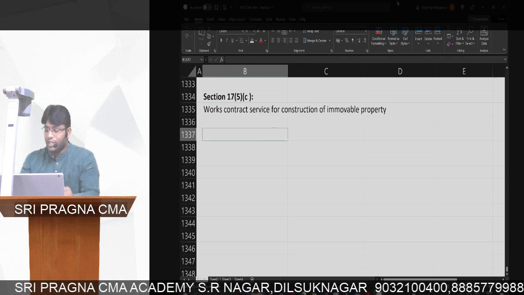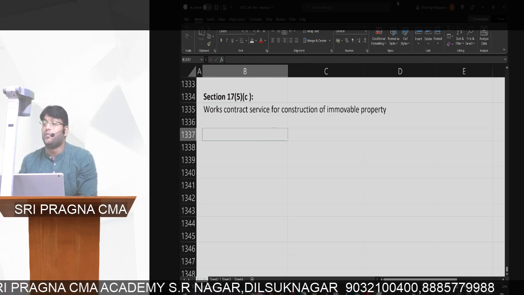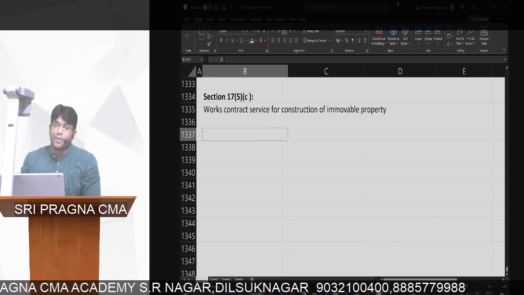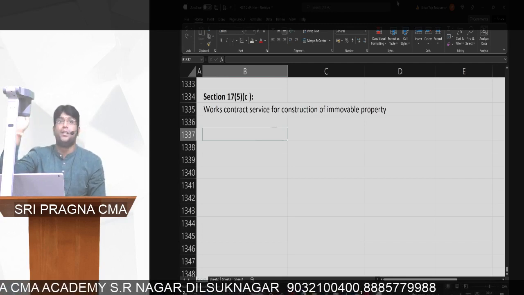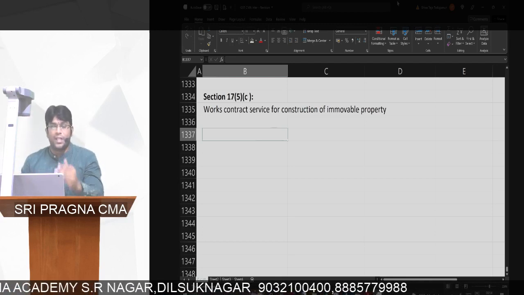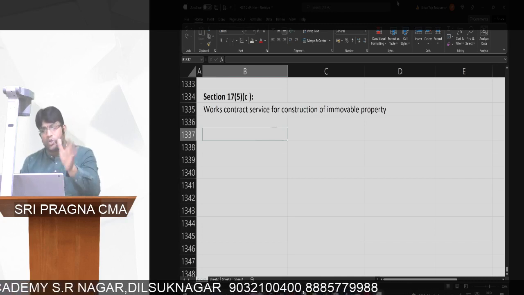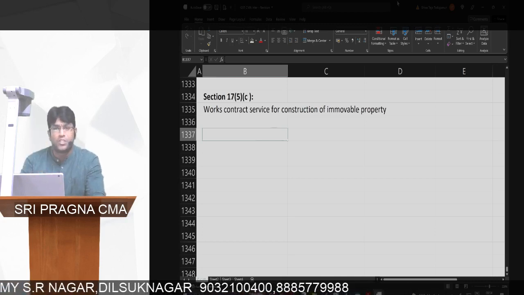Friends, if you remember, I told you very clearly the meaning of this word, works contract. A works contract is a contract where there is an element of goods as well as service. If I bring a paint box and ask the painter to paint the room, it is only a service. If I tell him, boss, you only get the paint box, you should do the painting also, it becomes a works contract.